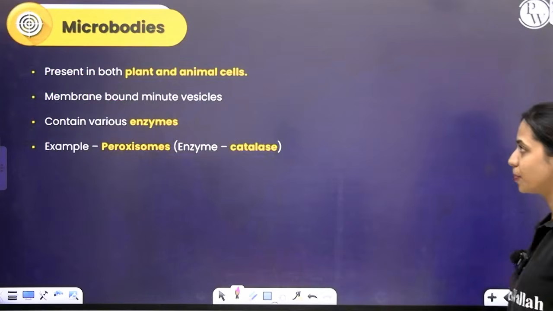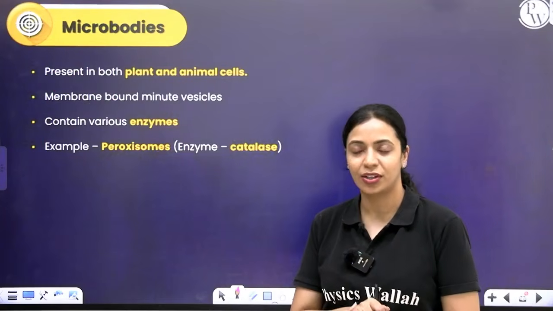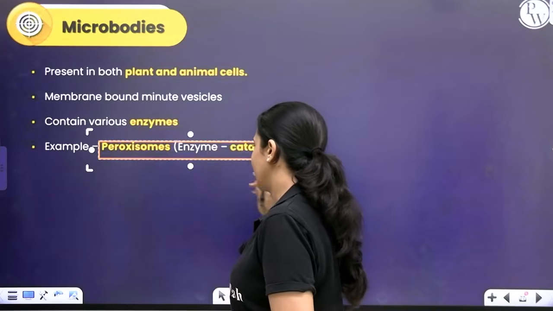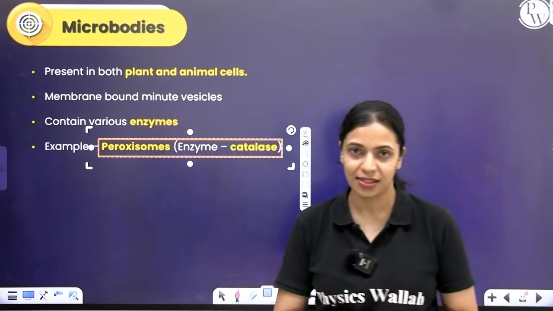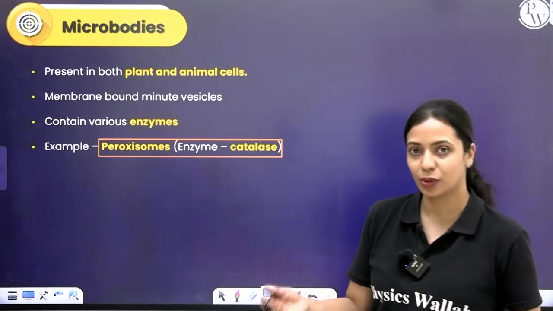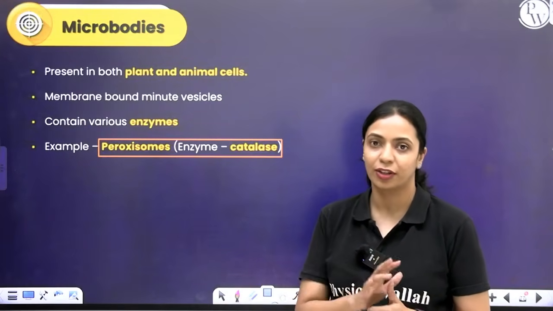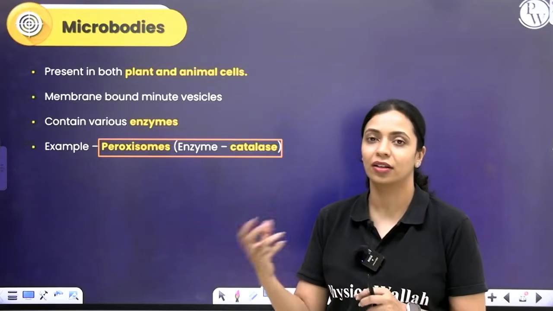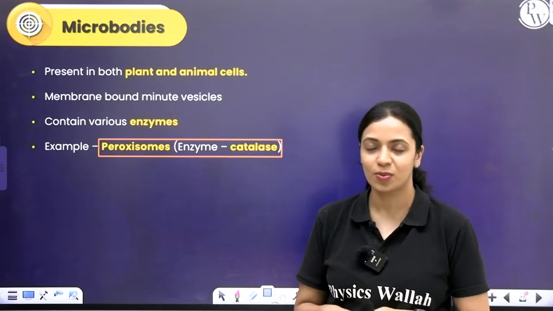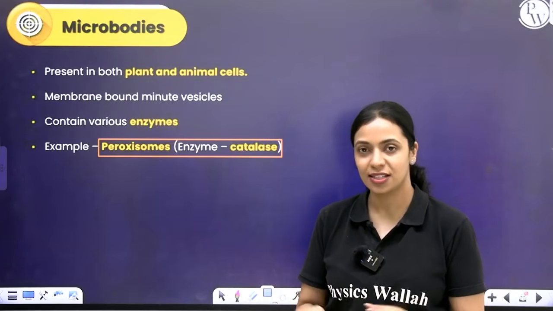Now let's talk about the last part, microbodies. Microbodies are basically membrane-bound vesicles carrying different enzymes that you can find both in plant cells as well as animal cells. So one example for that is peroxisome, which you find in plant cells. It contains an enzyme called catalase that will help in elimination of hydrogen peroxide. Like it is toxic, right? So it will break it down and convert it into water. So that's the function of catalase enzyme in peroxisome. Similar to peroxisomes, we will have many microbodies, very small membrane-bound vesicles present in plant and animal cells that contain certain enzymes.